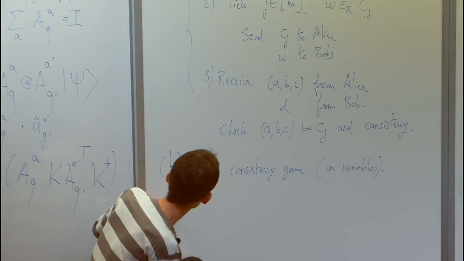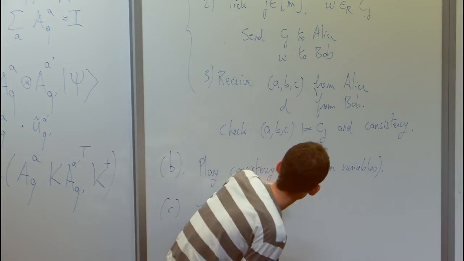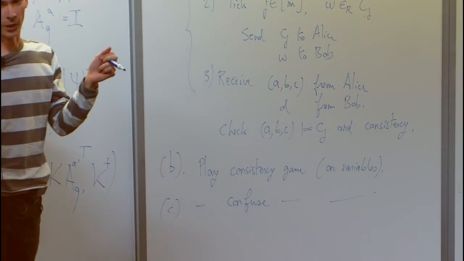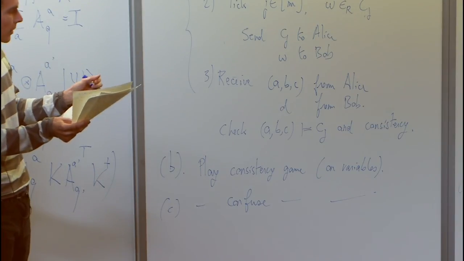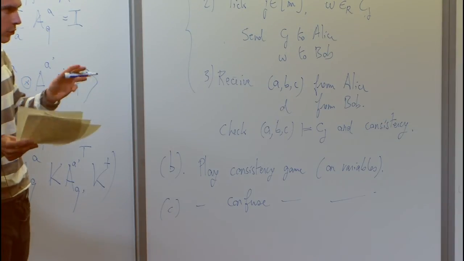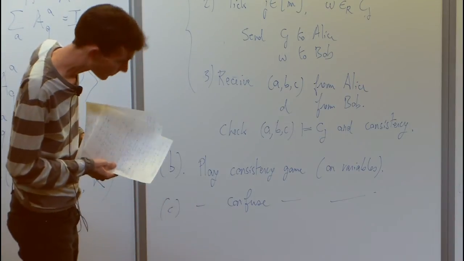And then the last thing is I'm going to play the confuse game, also on the variables. So I take two variables at random, send both to Alice and one of them to Bob, and they reply with answers, and I check that the answers match for the question that was sent to both. Right? So I do these two things.